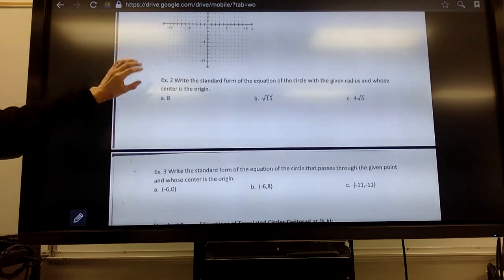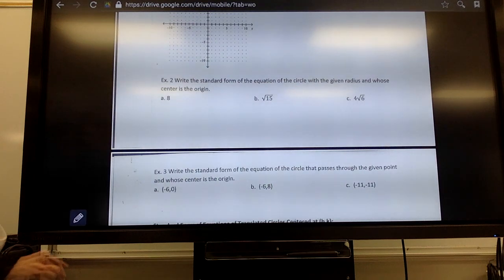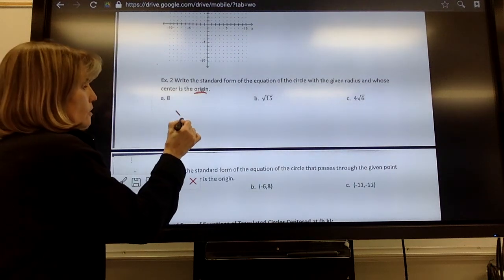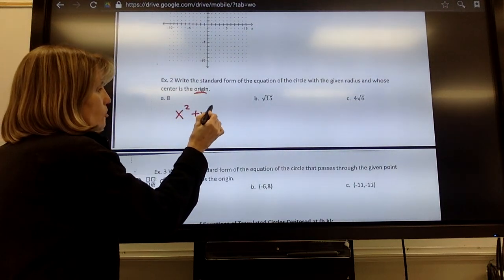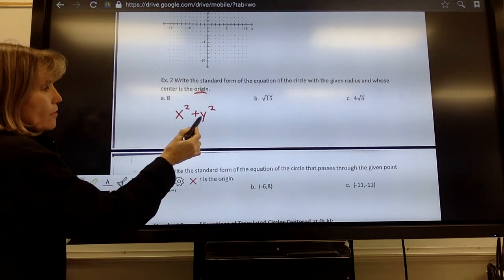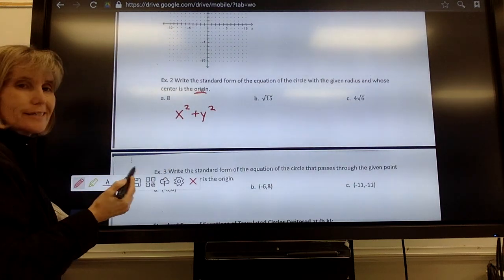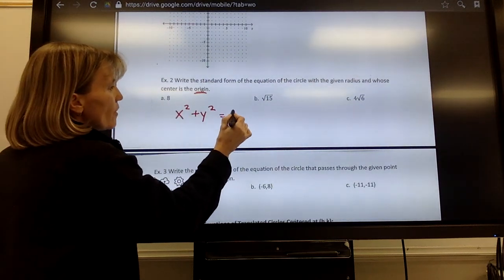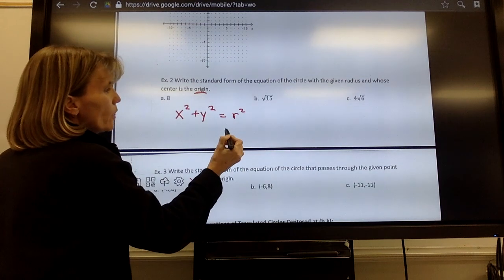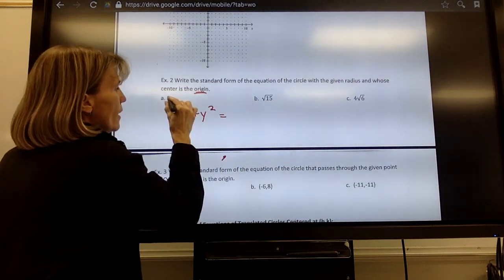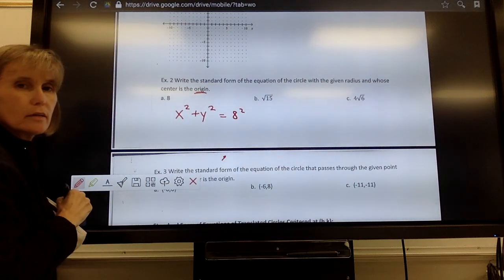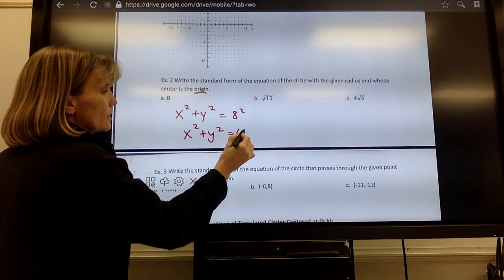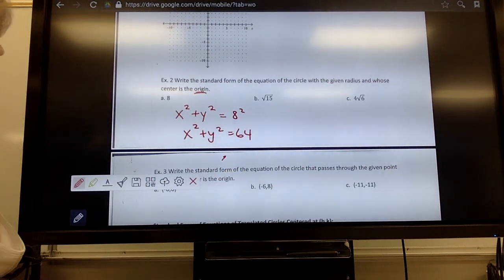Okay, it says write the standard form of the equation of the circle given the radius whose center is at the origin. So again, the center is at the origin, so it's going to be x squared plus y squared. When you don't see values here with the x and the y, it's at the origin, it's like 0. And this is the radius. So remember that this value here is r squared. So I'm going to put in here 8, but I have to square it. So my final answer would be x squared plus y squared equals 64. That would be my final equation.